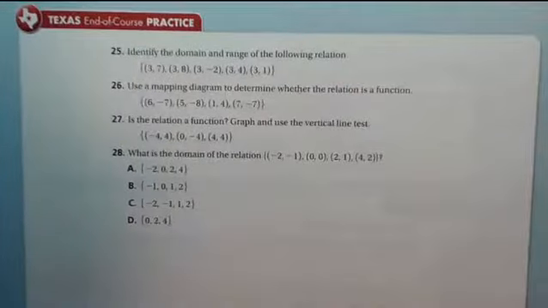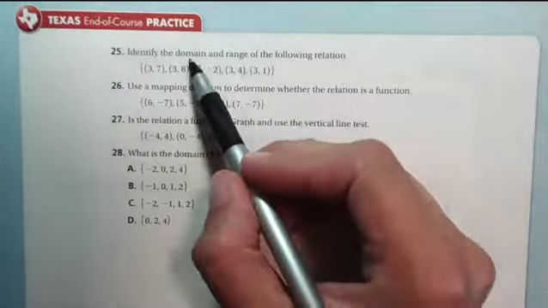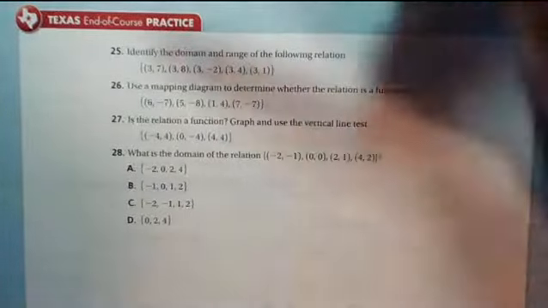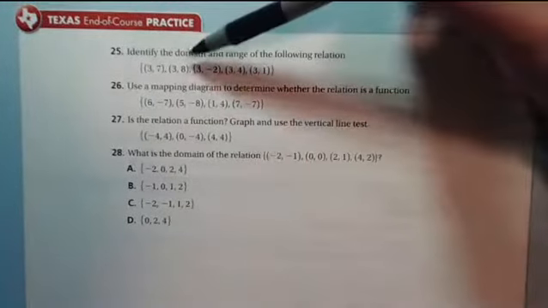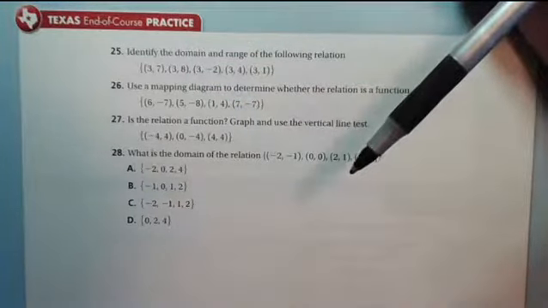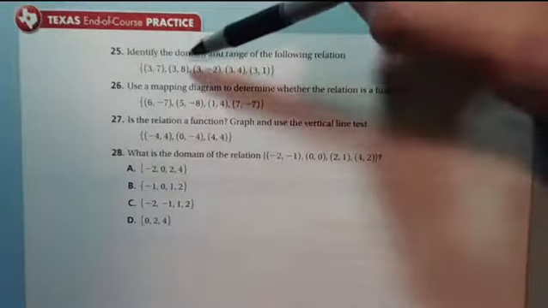Alright, so if I'm looking at page 87, the first question, 25, says identify the domain and range of the following relation. So again, domain and range, those are some keywords we need to be able to identify. Domains represent what values? Okay, these are the x values. Domains are x's, ranges are y's.